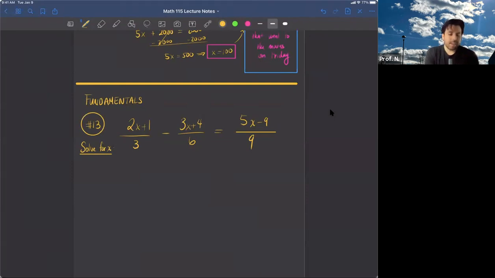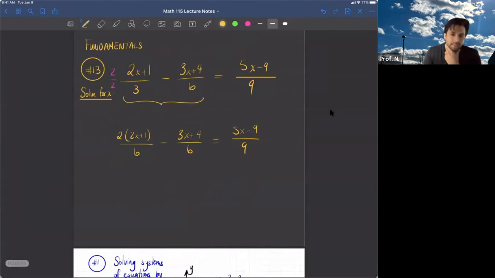One way to do this is to get rid of all the fractions. But what I'm going to do is combine the fractions on the left side of the equation first. So I must have the same denominator. In this case, I have 3 and 6, so I multiply the top by 2 and the bottom by 2. I get 2 times (2x plus 1) over 6 minus (3x plus 4) over 6, equals (5x minus 9) over 9.